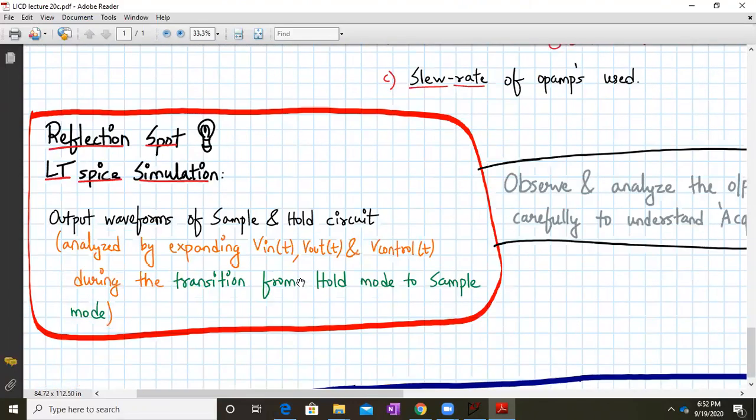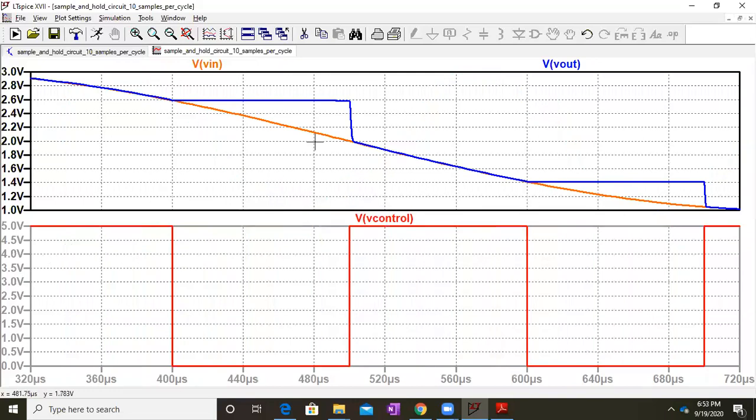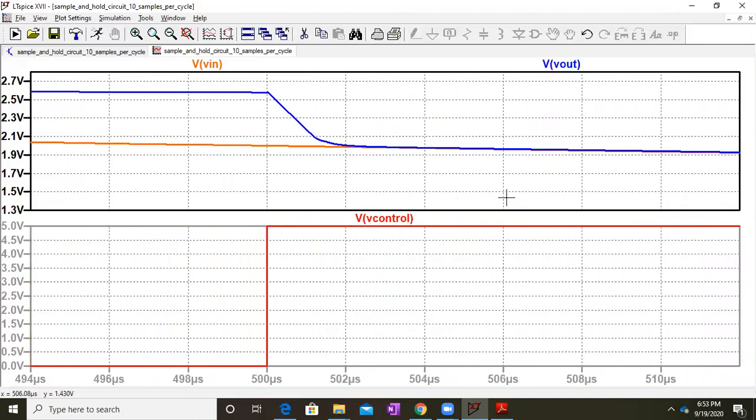So let us go to a reflection spot. We'll observe the waveforms of the sample and hold circuit, analyze it by expanding Vin(t), Vout(t), and Vcontrol(t) during the transition from hold to sample mode. So let us do that. So this is my sample mode, and this is my hold. So hold to sample mode, something around here. So you see, this is my hold mode, and this is my sample mode.